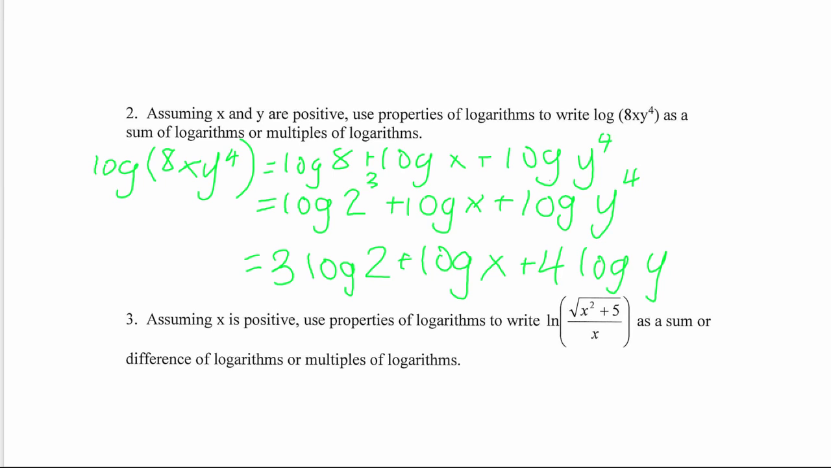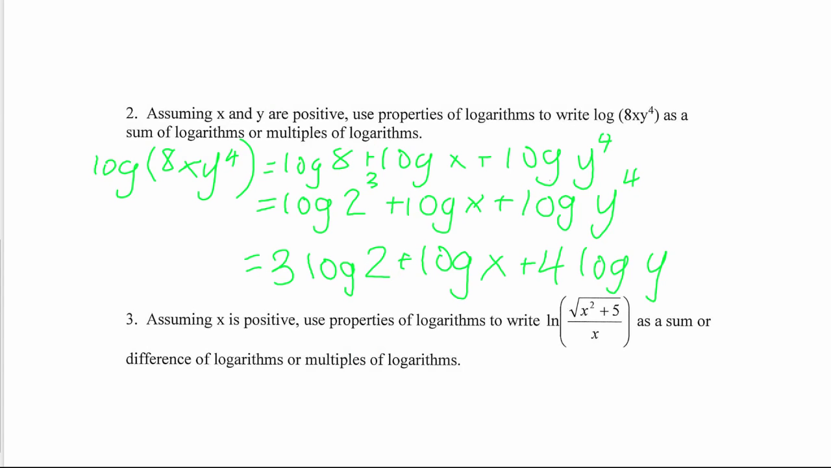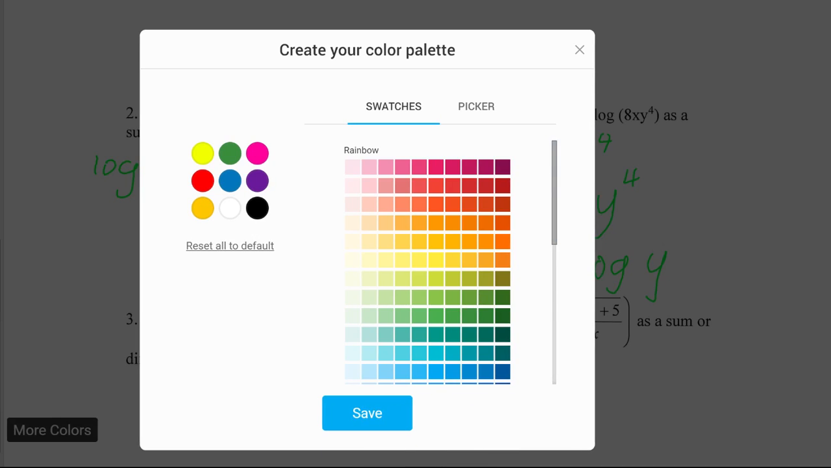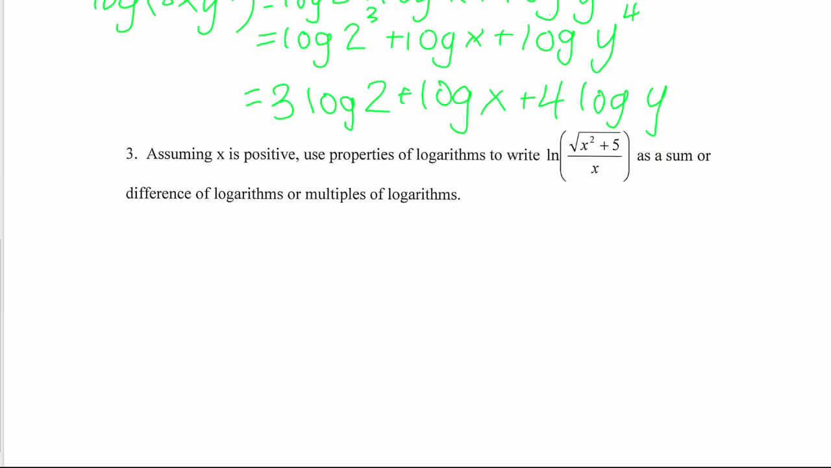Now with question number 3, we're going to do something a little bit similar. This time, though, sorry about that. All right. This time what we're going to do is now we've got one that's division. So we are going to separate them a little bit differently. We also have a square root in there. So lots of fun things that we've looked at before.